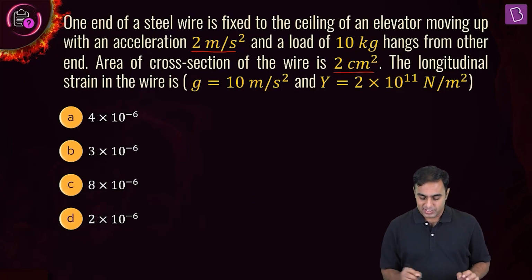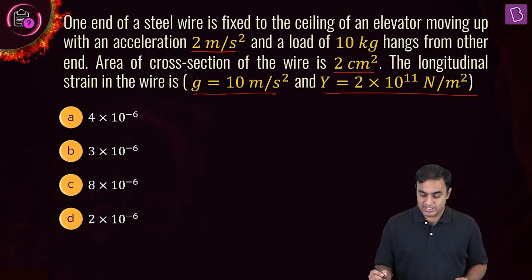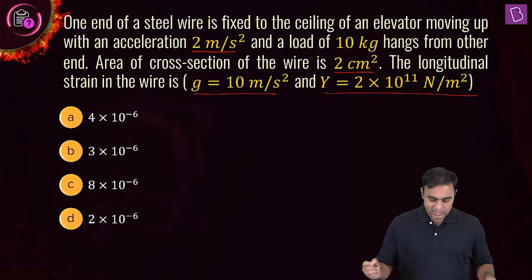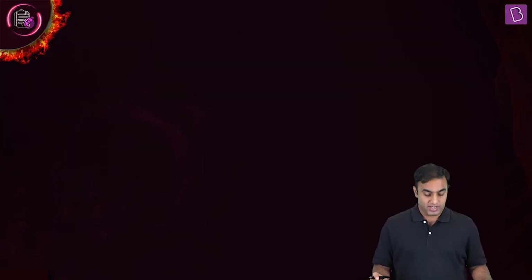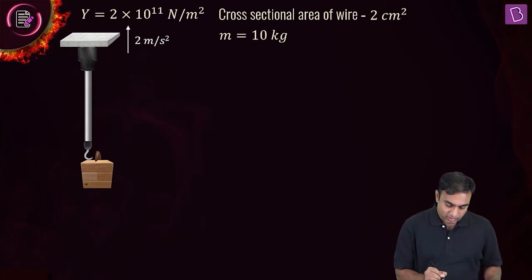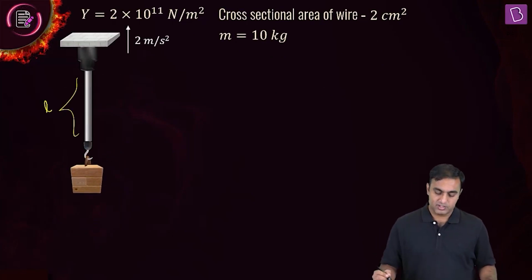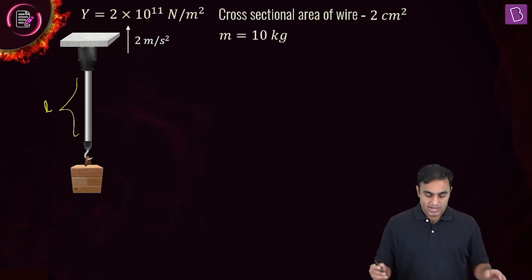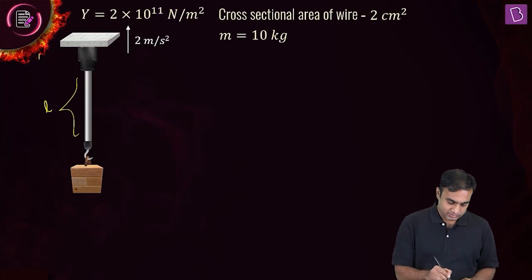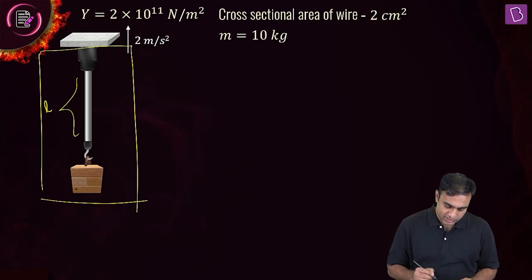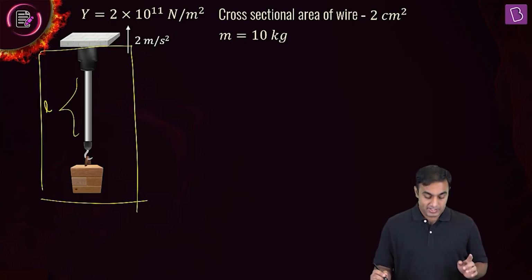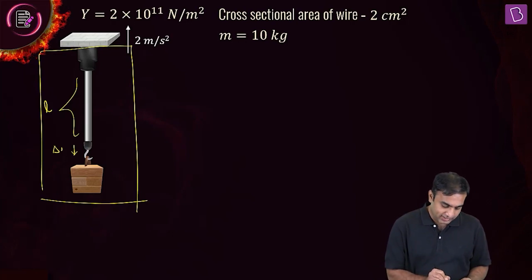What else is given to us? Acceleration due to gravity 10 meters per second square. And the Young's modulus of steel is given to be 2 into 10 to the power 11 Newton per meter square. Alright. Let's visualize the situation first. Here is the wire, originally of length, let's say L. When you apply this load, and when this elevator is moving up with an acceleration 2 meters per second square, it can be seen that the wire stretches by a small amount, and let's call that delta L.